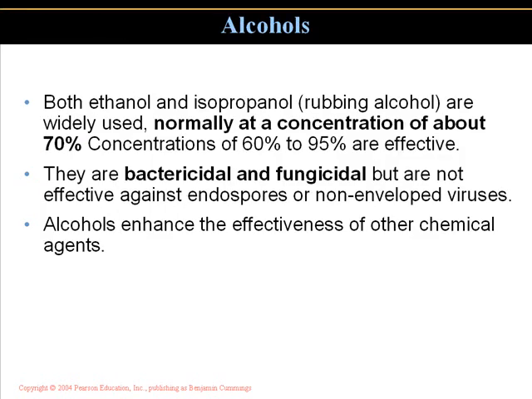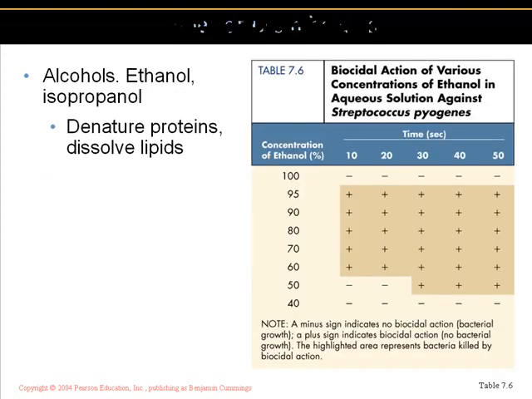Alcohols also could be used, both ethanol and isopropanol, which is rubbing alcohol, widely used, normally at a concentration of about 70%. Concentrations of 60 to 95% are effective. They are bactericidal, fungicidal, and are not effective against endospores or non-enveloped bacteria. Alcohols enhance the effectiveness of other chemical agents.